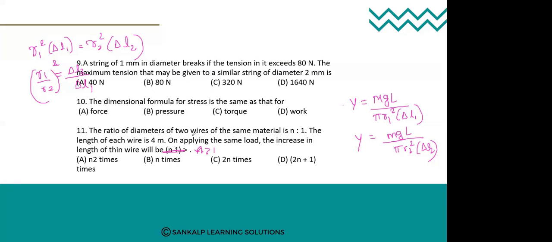In the question, the ratio is given as n by 1. So here I'll take it as n divided by 1, whole square, which is equal to delta L2 upon delta L1. We require delta L2. So delta L2 is equal to n square into delta L1, which means it is n square times. Option A is the right answer.